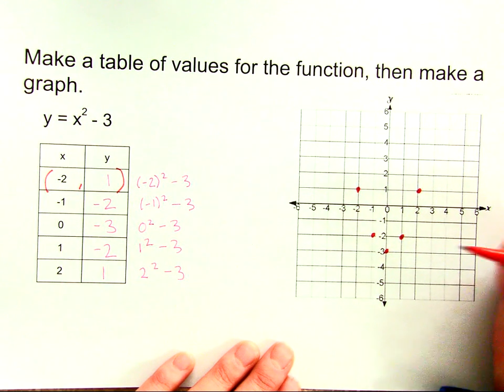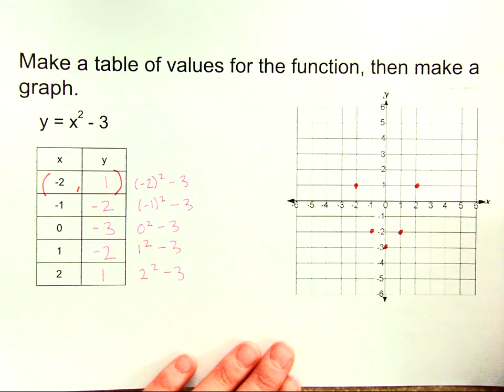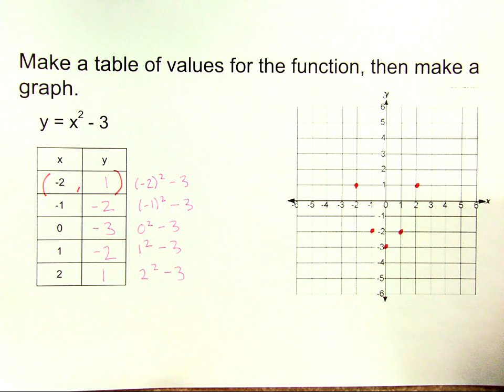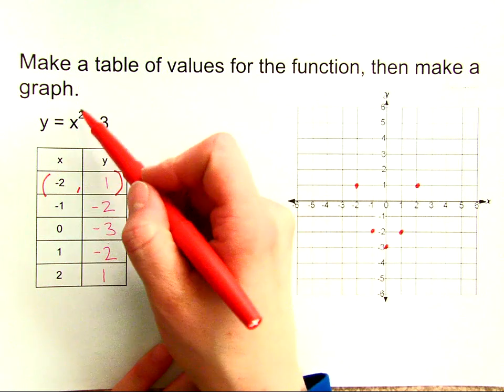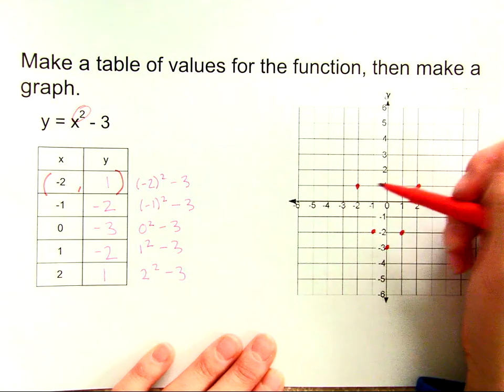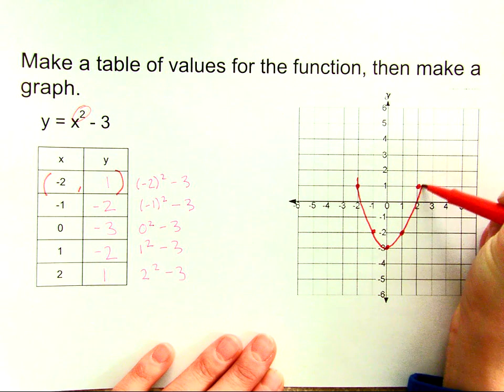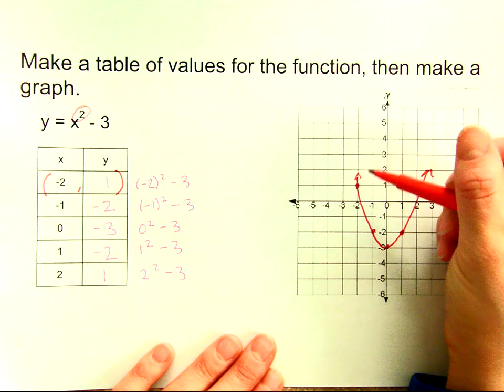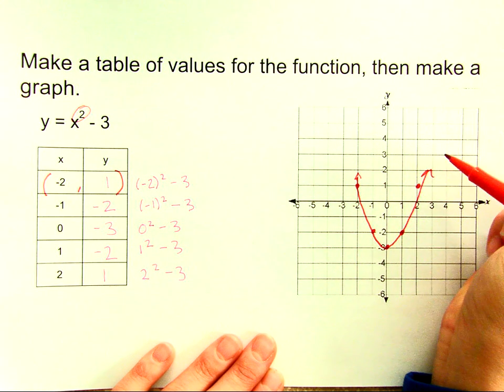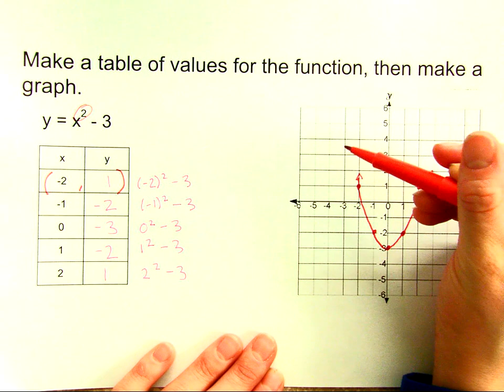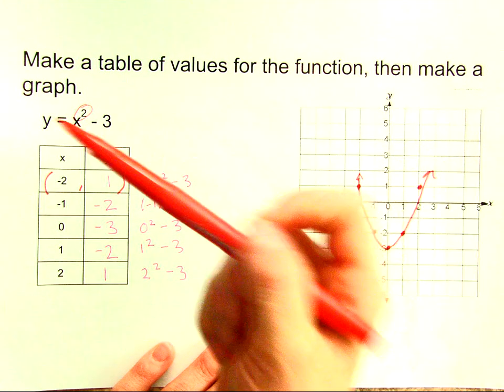Now, if this is where you left it, that's fine. But from now on, realize when you have a graph that's got this exponent here, you kind of connect your points like this. Okay, and this is actually called a parabola. This shape, this U shape, is called a parabola. And this is actually a quadratic equation.